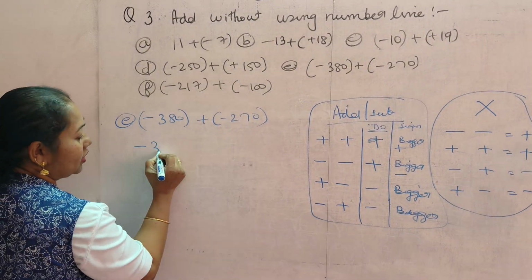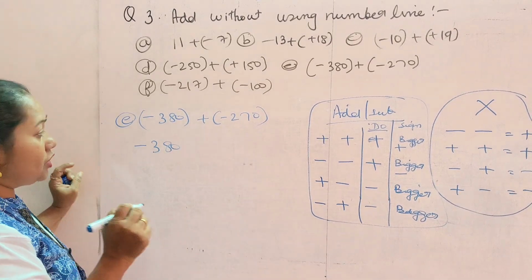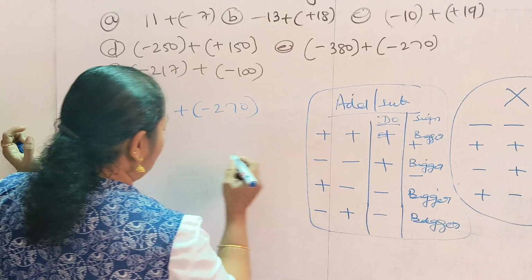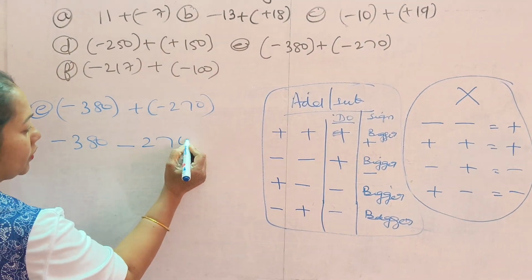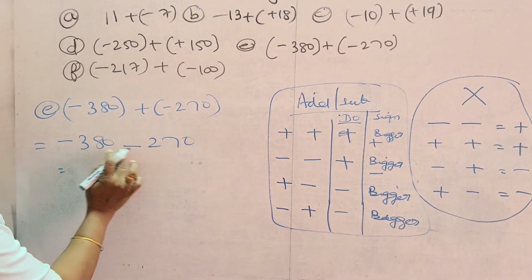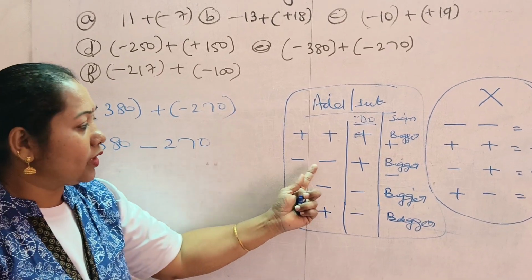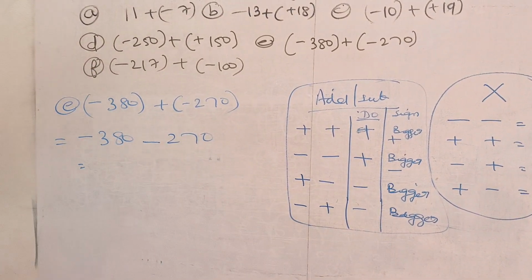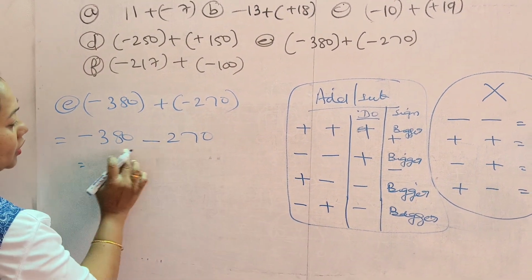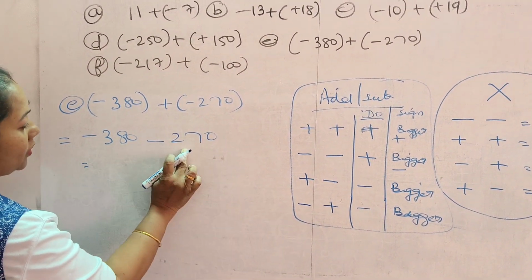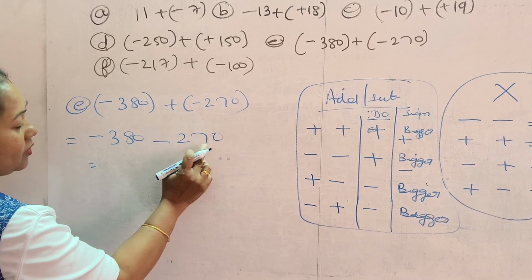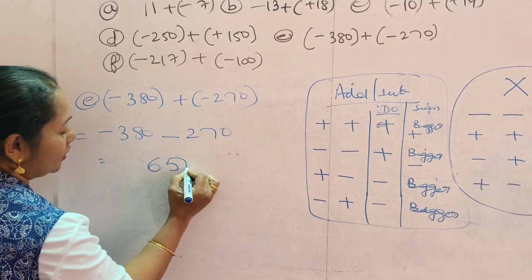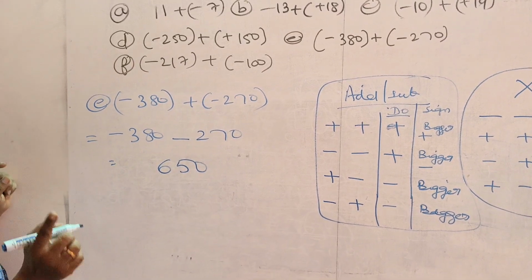So minus 380, we will put as it is. Plus into minus, minus. So minus 270. If both the numbers are of minus sign, we have to do addition and put the sign of the bigger one. So we have to do the addition. That is how much? 300, 500, 580, 590, 600, 650. So the answer is 650.